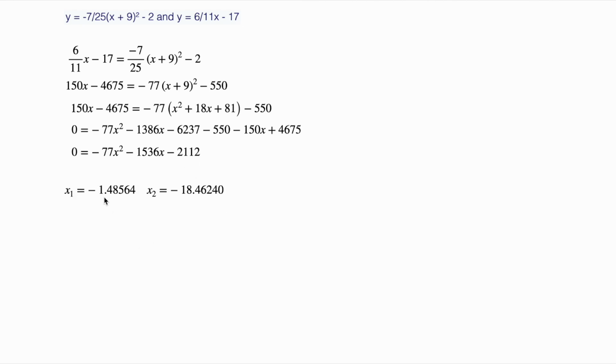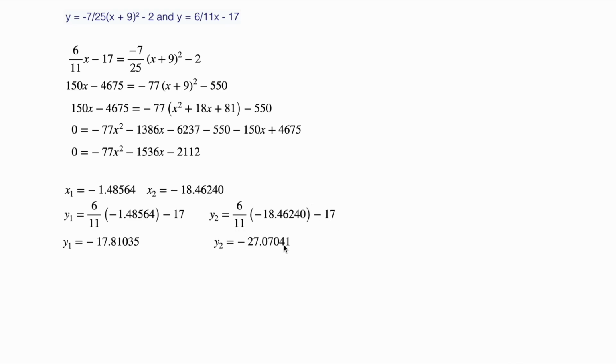We get our x1 is negative 1.48564 and x2 is negative 18.46240. Then I'm going to feed both of these values into the line equation because it's a little easier than the parabola equation. And we get y1 is equal to 6/11 times negative 1.48564 minus 17. And that gives us negative 17.81035. y2 is 6/11 times the negative 18.46240 minus 17, and that gives us negative 27.07041. Then we go back to the program and plug that in.